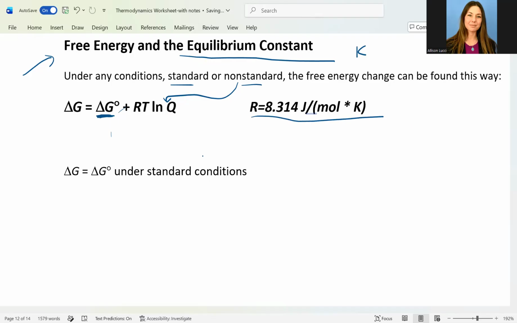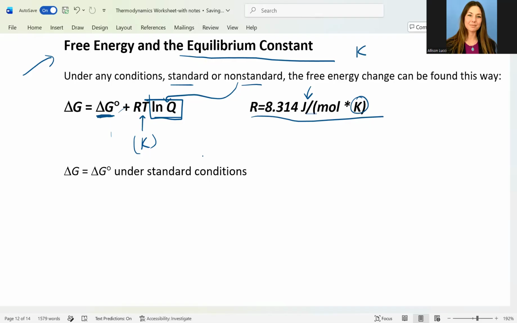Notice the units are different than when we calculated PV equals nRT. These units are now, instead of liter atmosphere, joule per mole Kelvin. So slightly different units because we have energy that we're talking about now instead of pressure, volume, temperature. But we will also multiply by temperature, T in Kelvin, always in Kelvin. Notice Kelvin might cancel out here. And then we have this other term here, the natural log of Q, which is our reaction quotient.